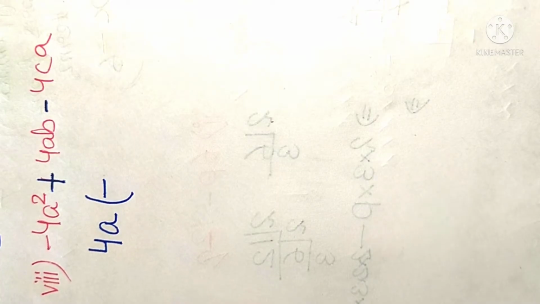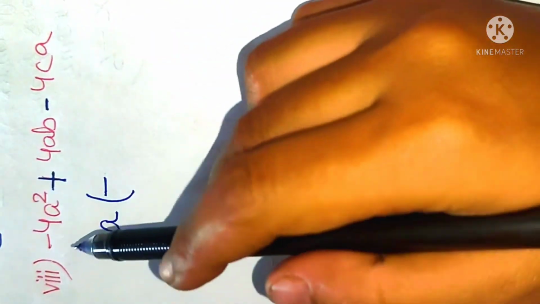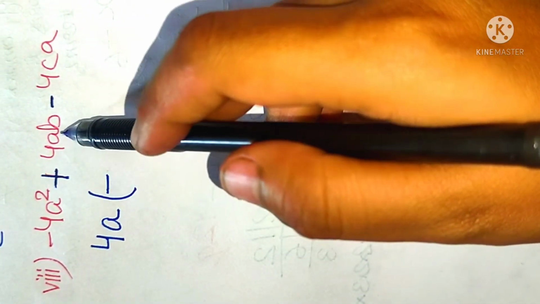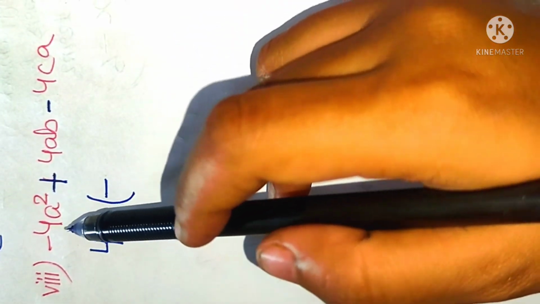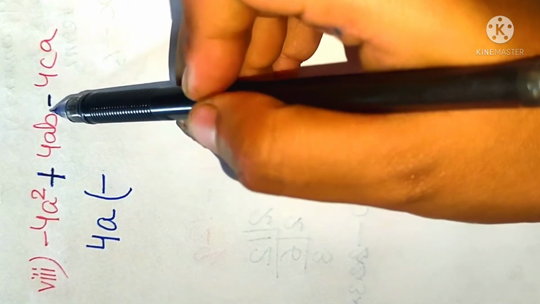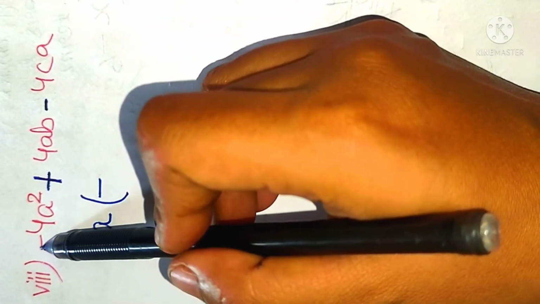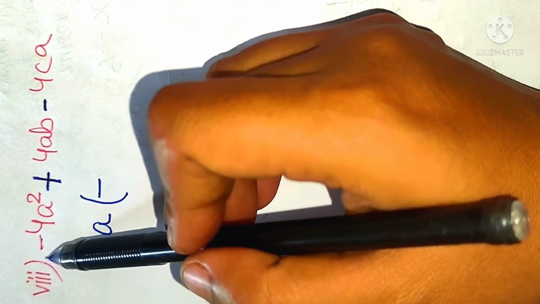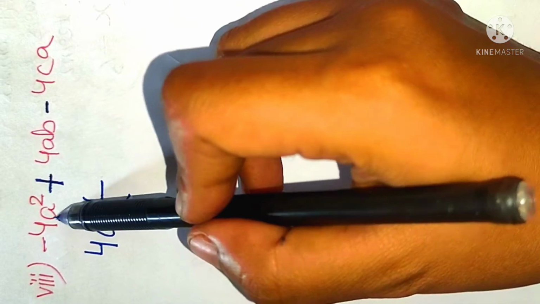Let's start with sum number 8. As you can see here, we have minus 4a square plus 4ab minus 4ca. So here what you can see is, here we have plus as one separator and minus as another separator. So we have 2 separators here, and this minus is with the first term, that means this is included in this term. So total we have 1, 2, 3.